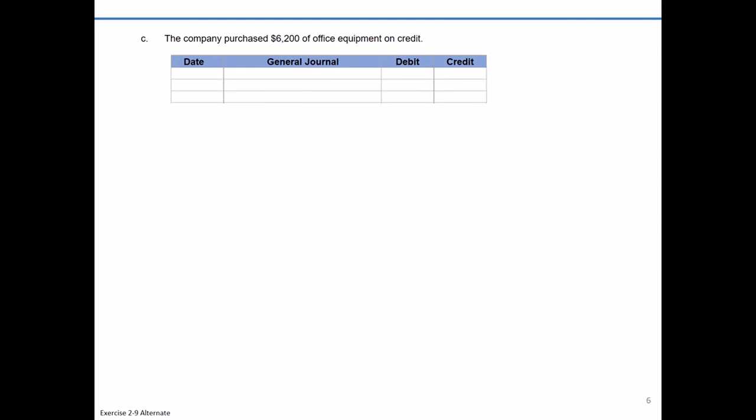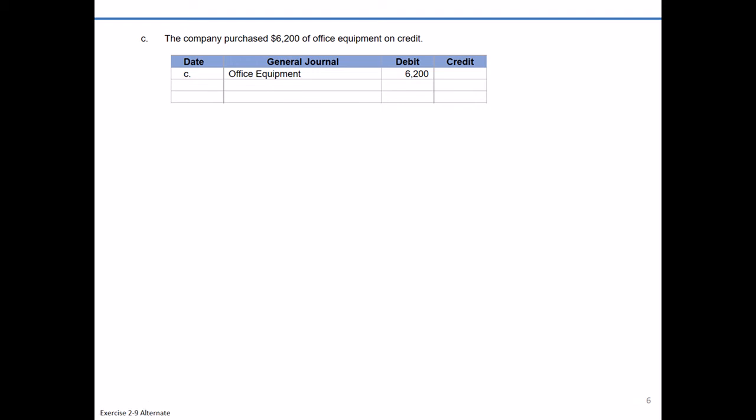The company is going to purchase $6,200 worth of office equipment on credit. So we need some computers, we need some desks, those types of things in our office. So again, let's look at what we're gaining. We're gaining office equipment. That's going to be an asset, so therefore we're going to debit it. On the other hand, what are we giving up? Well, in this situation, we're not giving up cash immediately.